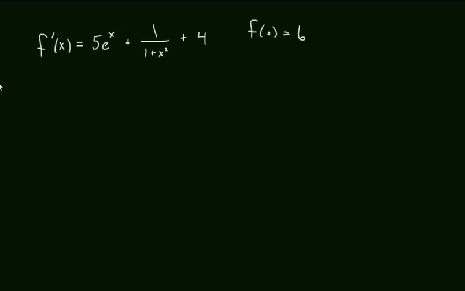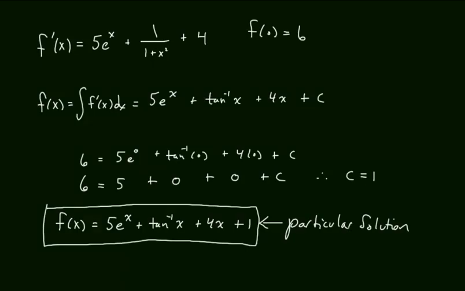f prime of x equals 5e to the x plus 1 over 1 plus x squared plus 4, with the condition that f of 0 equals 6. I would like you to solve this. Find the particular solution. Please press pause now. And here is the answer revealed. e to the 0 is 1, and inverse tangent of 0 is 0. My C was 1, and I've boxed the particular solution.